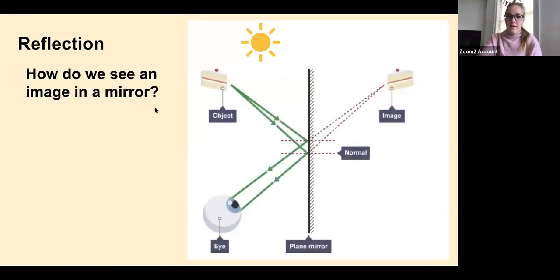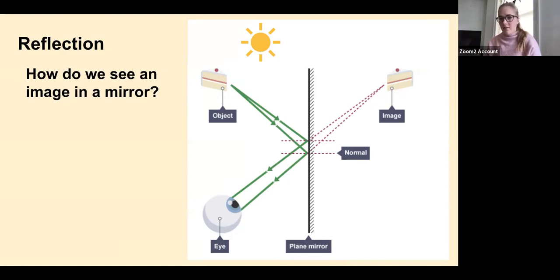For our final topic, we're just really briefly going to talk about how we see images in mirrors. If we're looking at this cake in a mirror, we can see it even though we're not looking at it directly. That's because these reflected rays of light from the cake are being reflected from the mirror and then arriving and being detected by our eyes. So that's how we can see objects in a mirror.